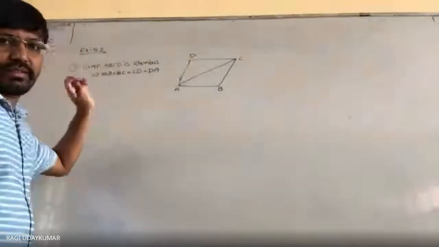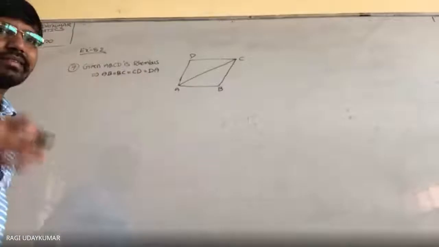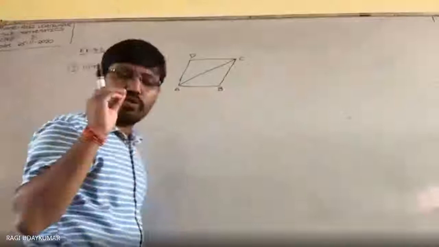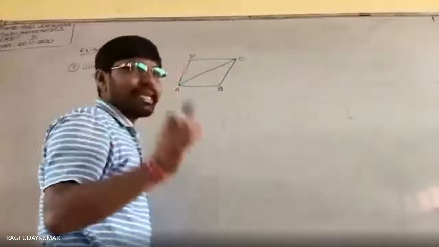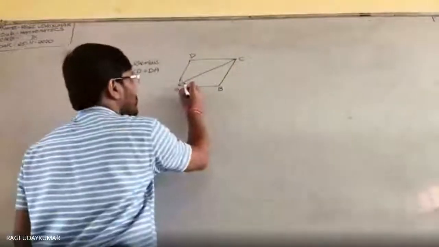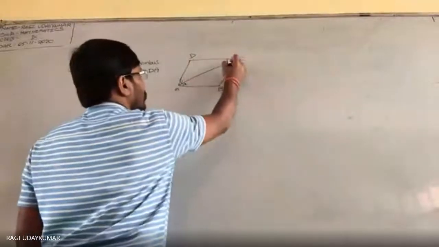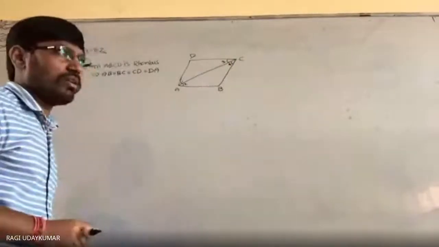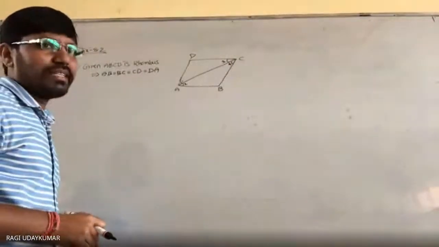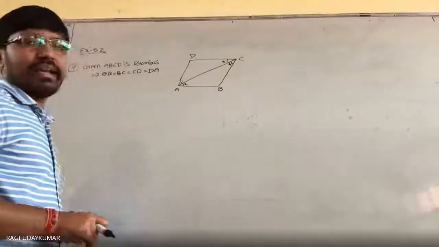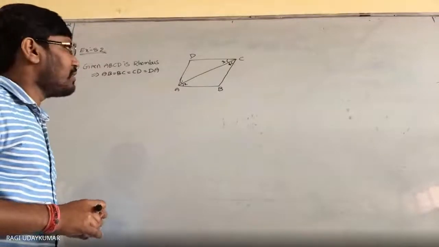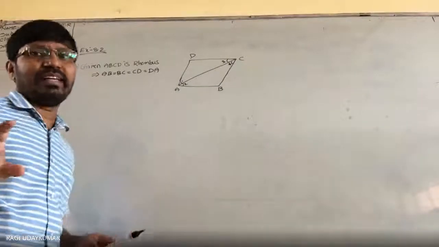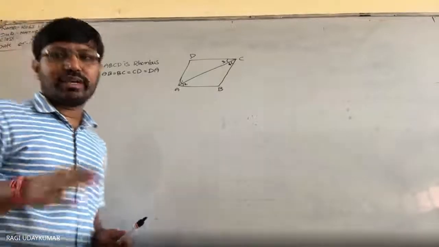ABCD is a rhombus and AB, BC are equal, and you are asked to prove that AC bisects angle A as well as angle C. So you have to consider the angles here. Consider this angle as 1, this angle as 2, this as 3 and 4. So what to prove here? Prove angle 1 is equal to angle 2. Prove angle 3 is equal to angle 4. A very simple proof, I think. I will try to extract it from you.